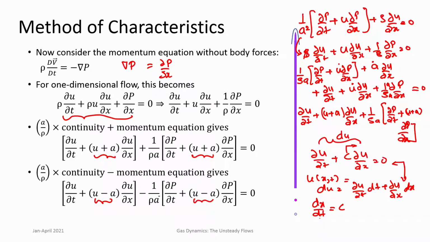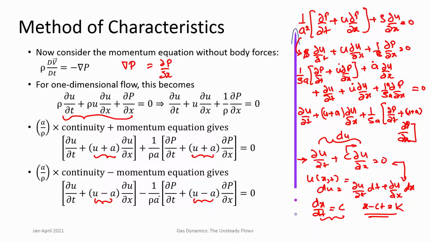So along lines dx by dt equal to c, which gives the lines as x minus ct equal to some constant, along these lines you can convert the first order partial differential equation into an ordinary differential equation. So this is the basic principle of method of characteristics, and you can always come back to this simple equation in order to understand what we are doing.